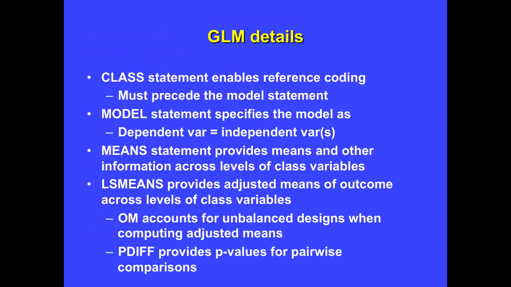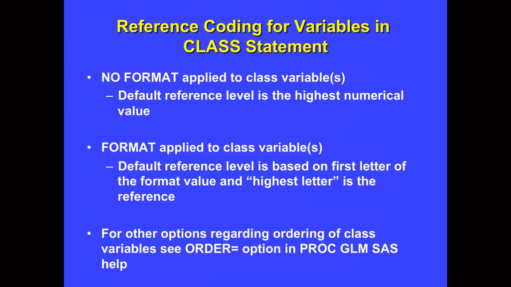These are just some descriptors of what various statements within proc GLM will do and various options. We've talked those through. This is a reminder of how reference coding for variables in a class statement will be handled, whether you use a format or if you don't use a format. And if you want to explore this further to come up with different orderings and control the reference groups in more detail using other methods, you could look at the proc GLM user guide and particularly pay attention to the order equal option in the proc GLM statement.